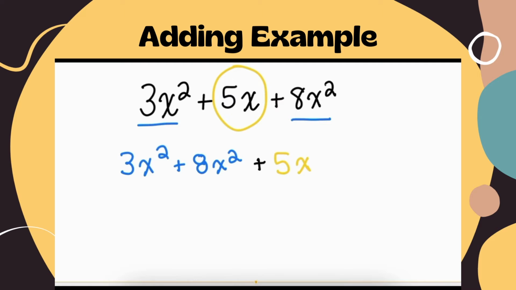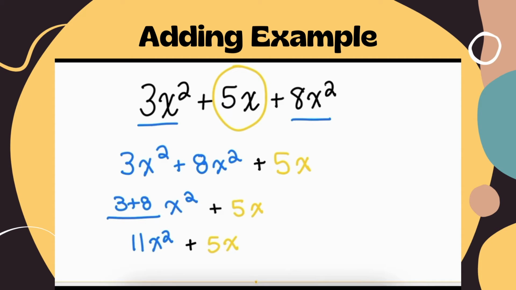And I like rearranging this so that I know which like terms I'm combining. You could think about it as you're going to keep that like base raised to the same power and just add those coefficients, right? So you really have 3 plus 8 x squareds. And then you just have your plus 5x, right, off in the corner there. So 3 plus 8 is 11. So 3x squared plus 8x squared is 11x squared plus 5x.